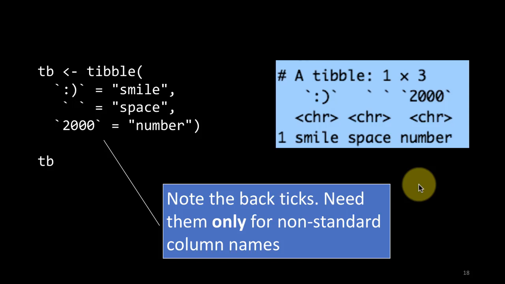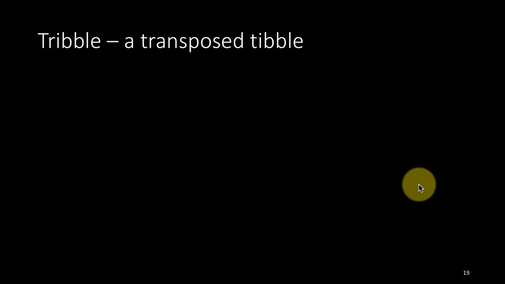Let's now take a look at the Tribble function, which we have already encountered once. It's just a convenient way of creating short tibbles while you're writing code. This is not something we'll be using a lot in practical processing, but you need to understand that there is such a function. It's quite useful occasionally.